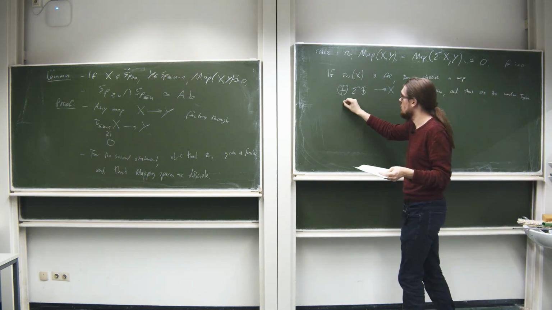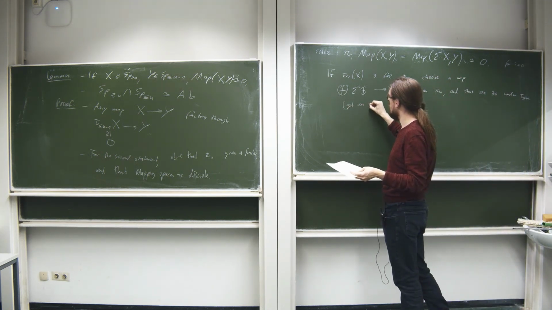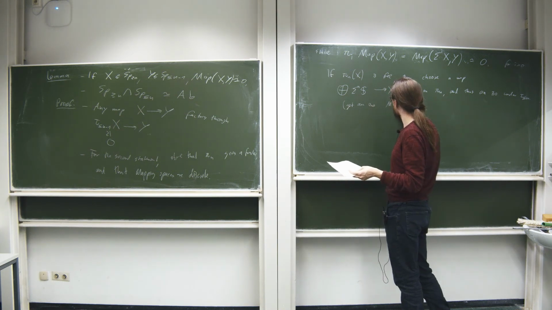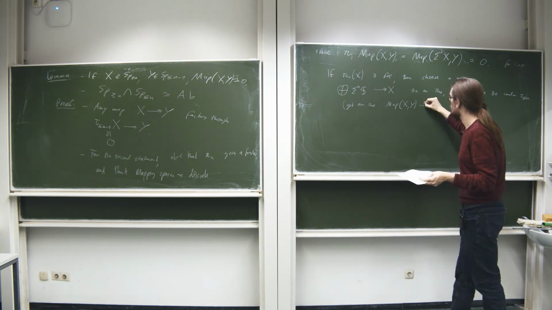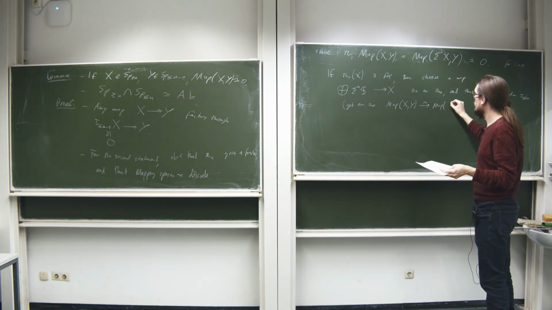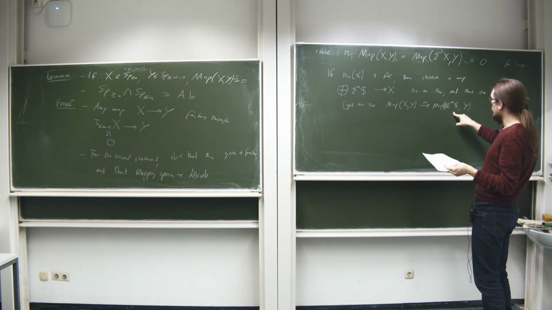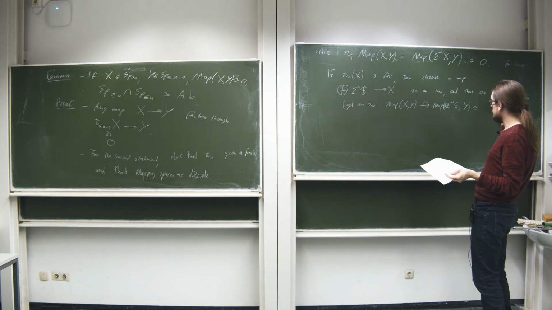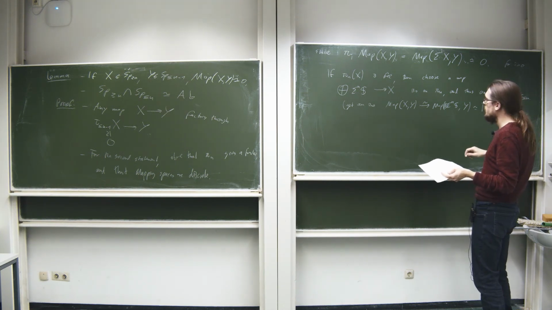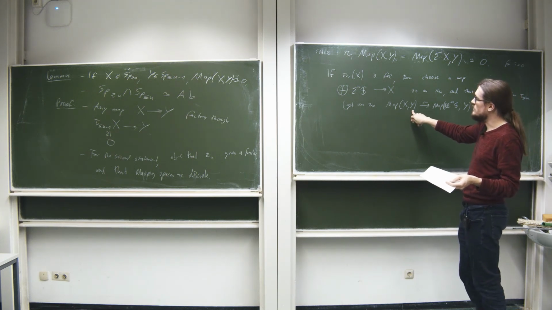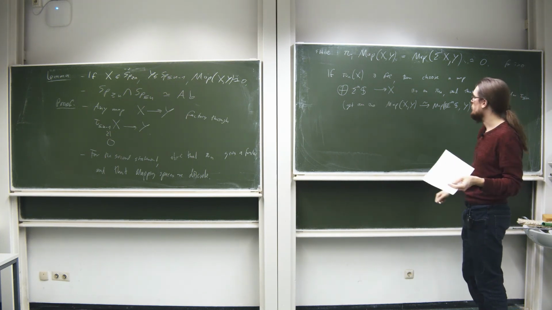So we get an iso, or an equivalence, from maps from X to Y to maps from sigma n s to Y. Sorry, this is a sum. And this is then just a product of copies of pi n Y whenever Y is n co-connective. So in particular in this case.